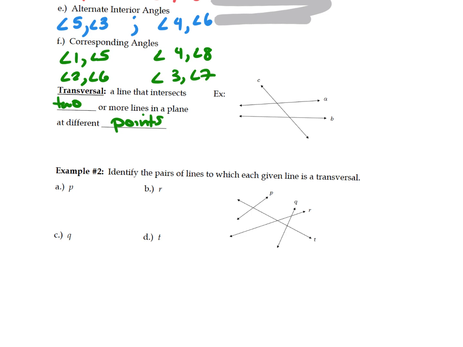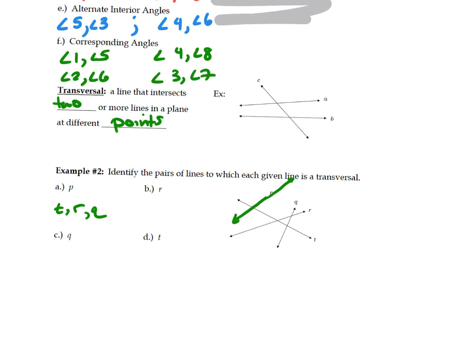So it says line P. If I see line P here, it has to intersect two or more lines. Well, it definitely intersects line T. What other line would it intersect? Well, if you take R out, it would hit R, and it would also hit Q, because Q would come out here and it would intersect, and R would come out there. So any line it hits, because remember, lines go infinitely long, even if it says it stops here, it keeps going.